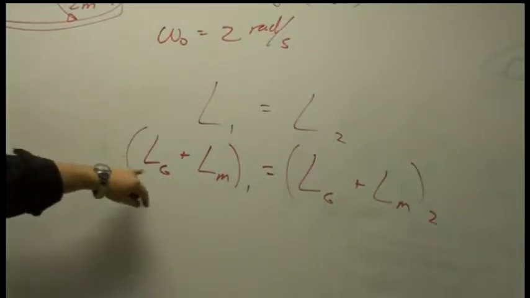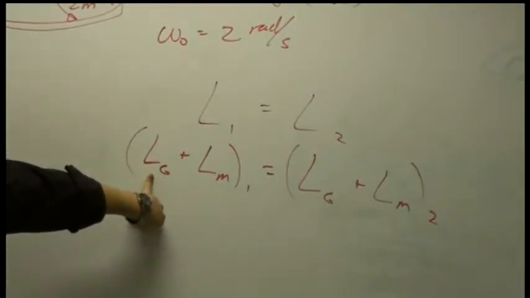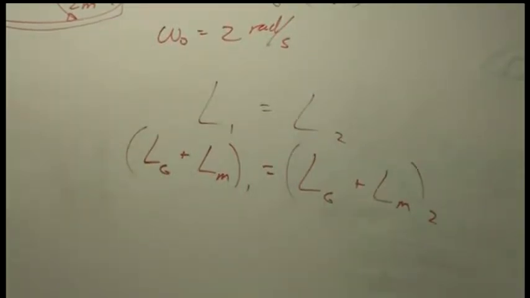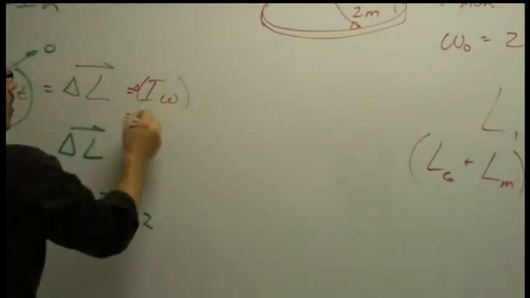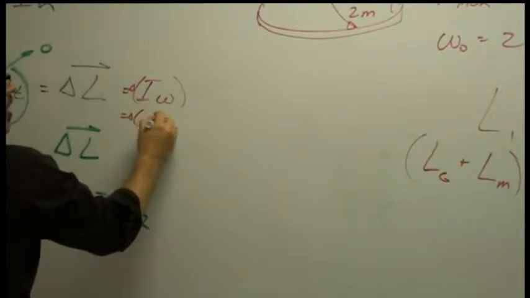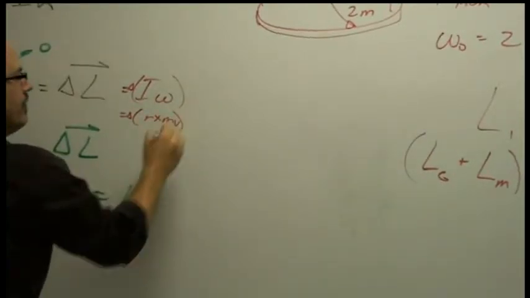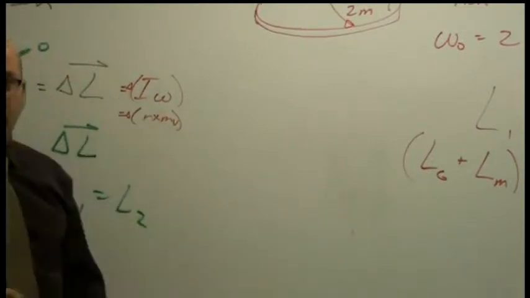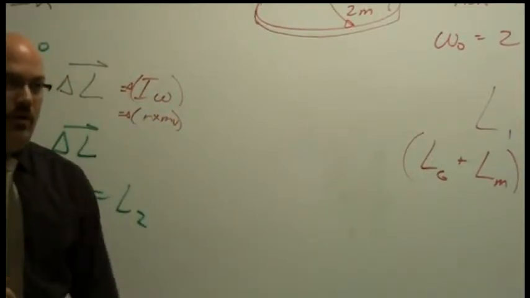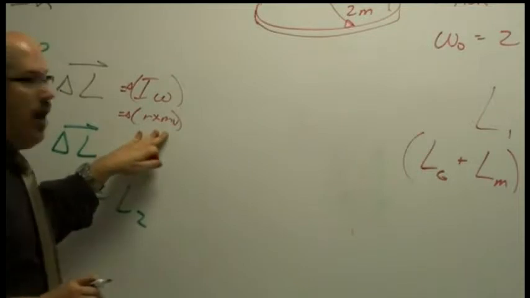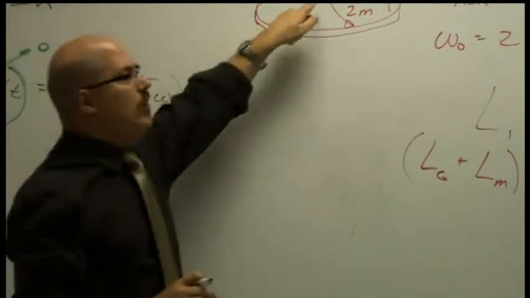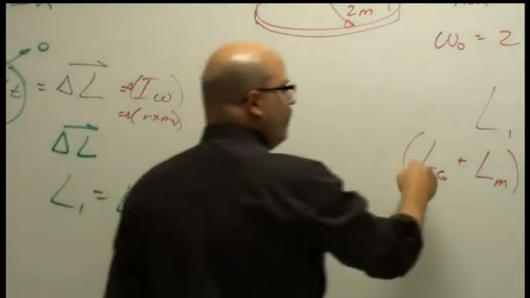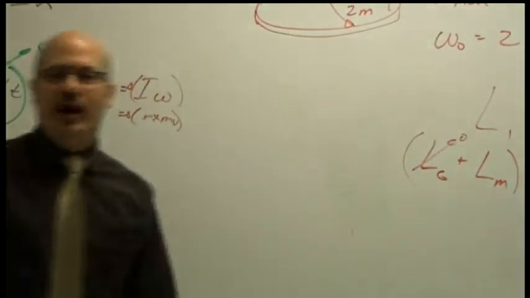Okay, hang on. What makes up angular momentum? It's I omega, or it's R cross MV, right? So for the girl, which one do we use? Let's use R cross MV. What's her radius to begin with? Zero. So for the girl to begin with, she has no angular momentum.